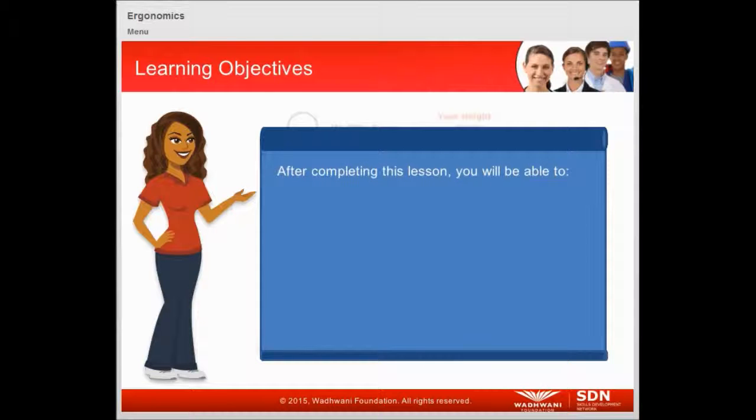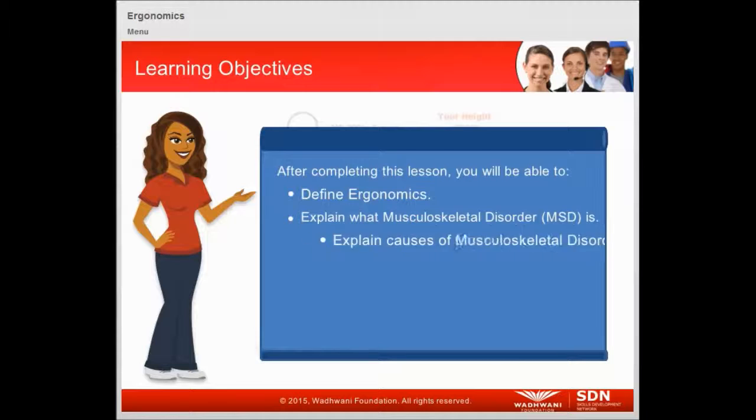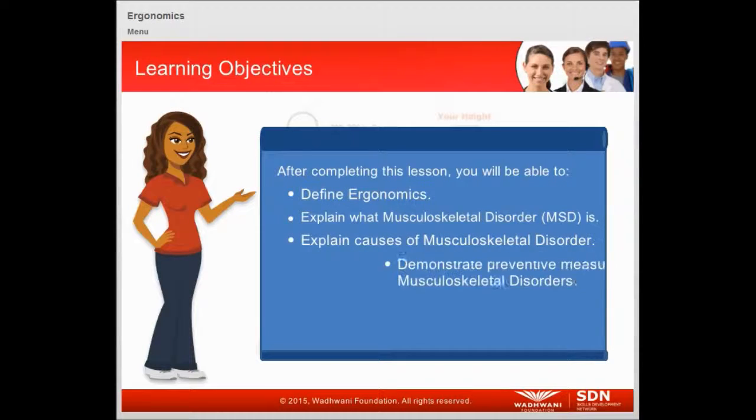After completing this lesson, you will be able to define ergonomics, explain what musculoskeletal disorder is, explain causes of musculoskeletal disorder, demonstrate preventive measures of musculoskeletal disorders.